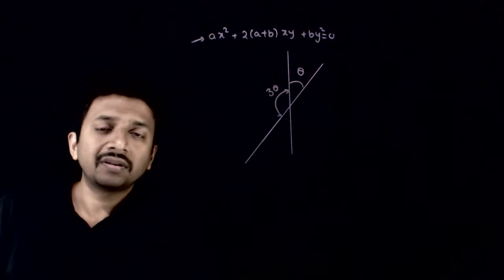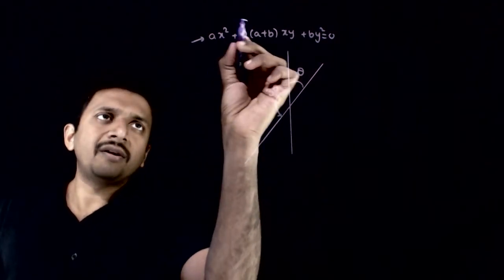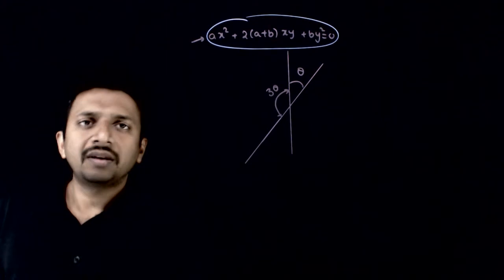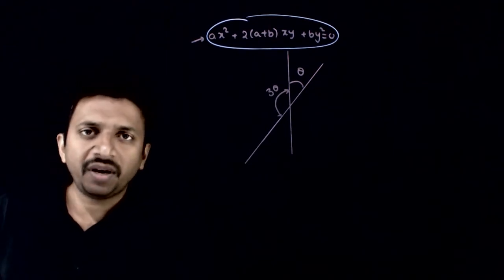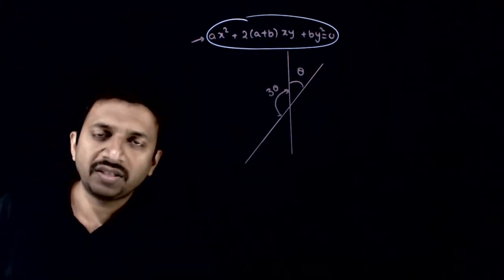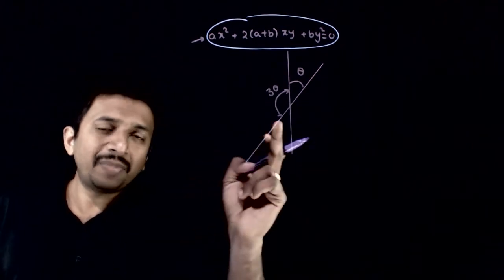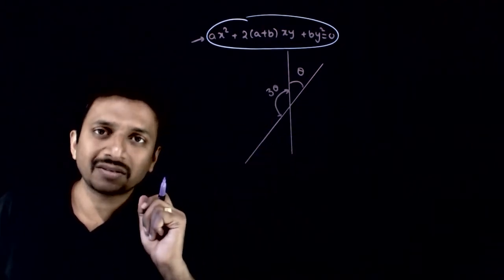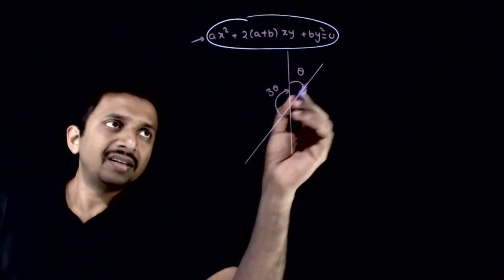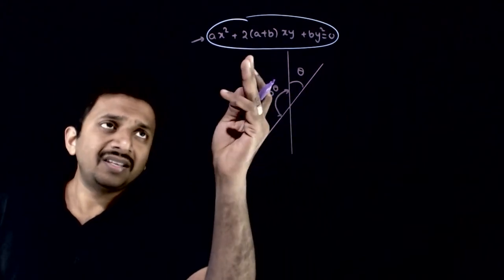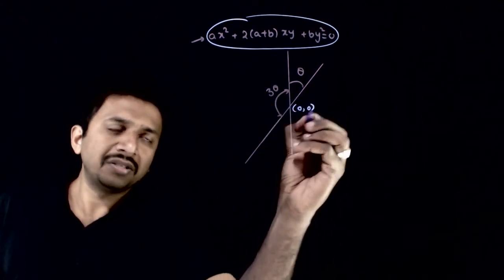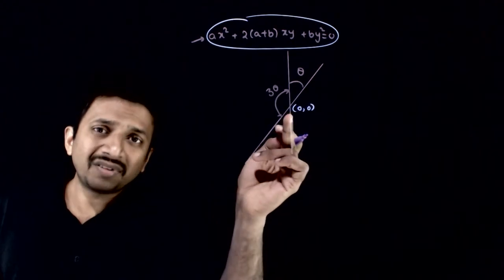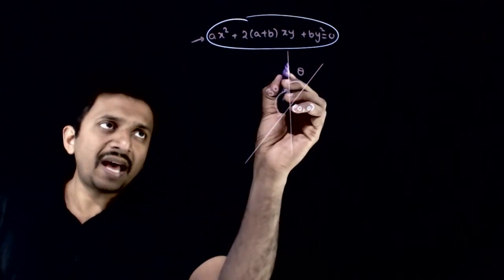So welcome students. In this question you're given a pair of lines ax square plus 2 times (a plus b) times xy plus by square is equal to 0. They represent two diameters of a circle. That is, clearly these pair of lines passes through the origin. So the center of the circle has to be the origin. So you have a circle.